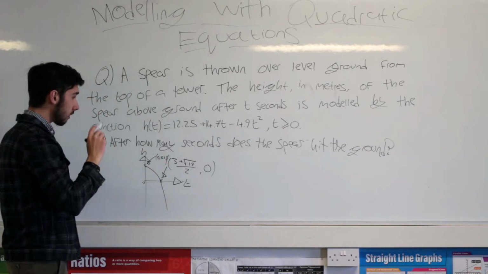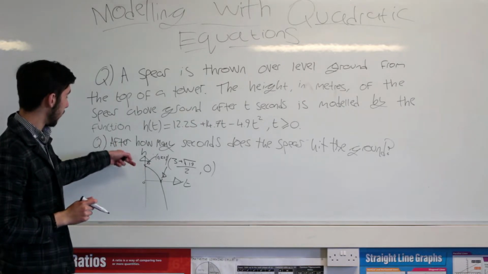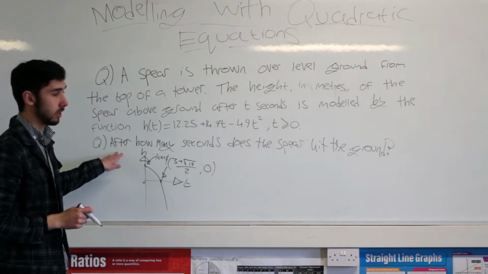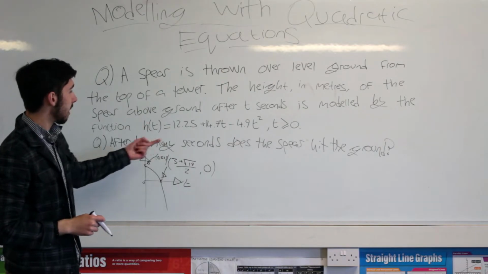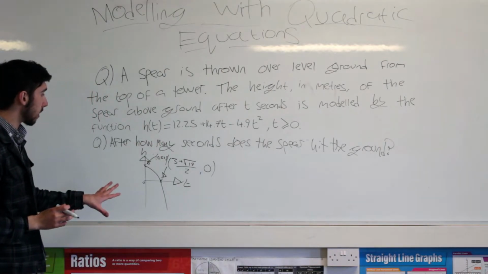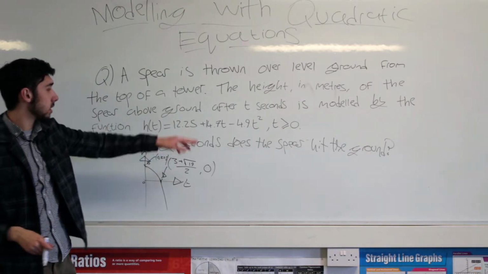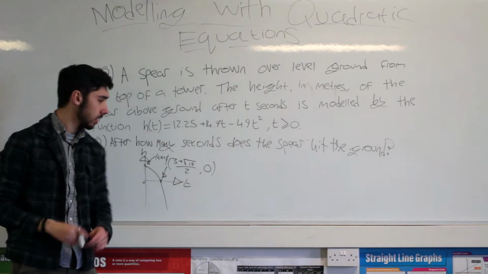So the question is, 2 questions. The first one here is the actual main question. This is what you'll actually get marks on. After how many seconds does the spear hit the ground? We'll get to that in a second. You might see it already. You might be a step ahead of me. My question though is, what is this 12.25? What is it? I'll tell you.